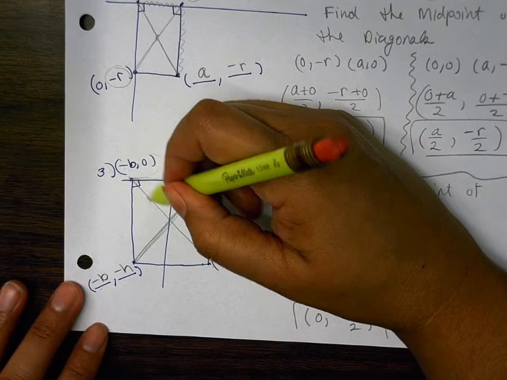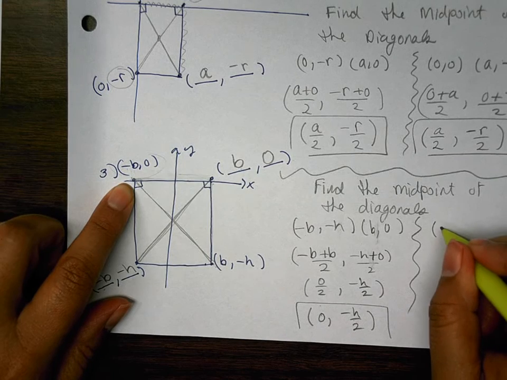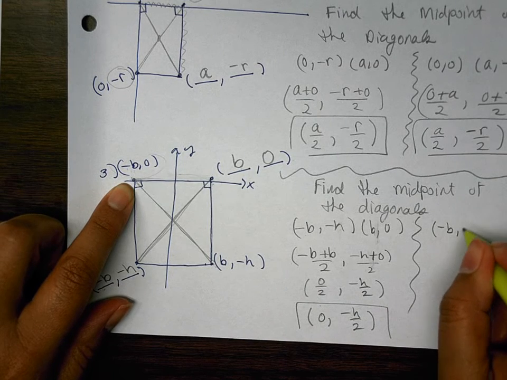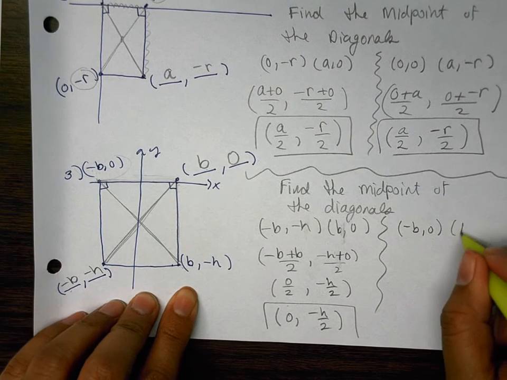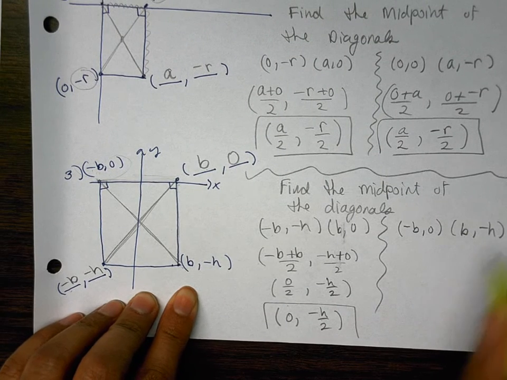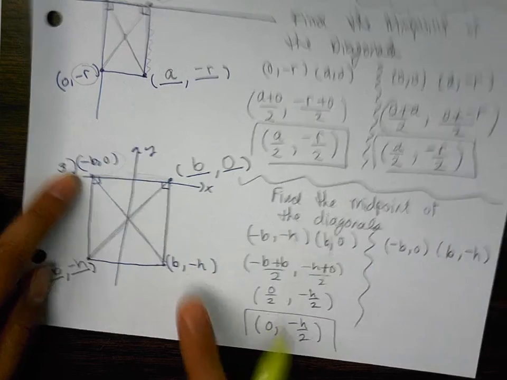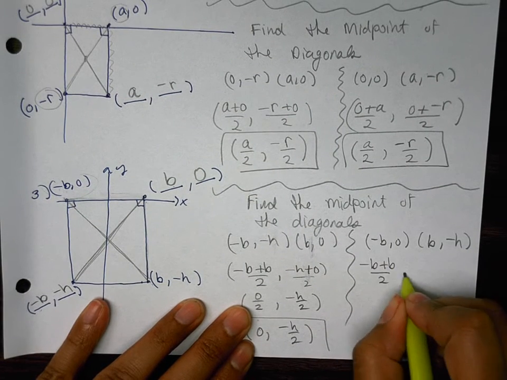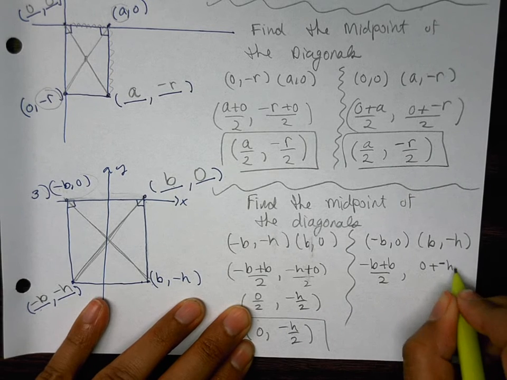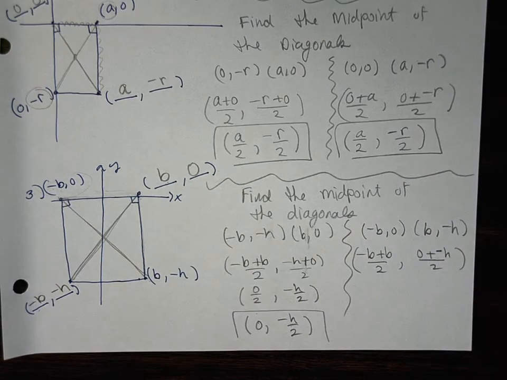All right, now I'm going to do this diagonal here. What do I have as my ordered pairs? I'm pointing to this one first. Negative B, 0. What's the other ordered pair? B, negative H. Do you guys see that these are the two ordered pairs I'm using now for my diagonals? Add your x's, cut in half. Add your y's, cut it in half.